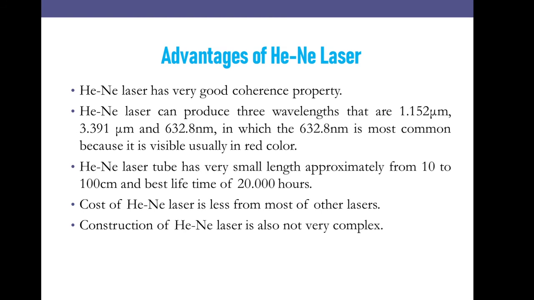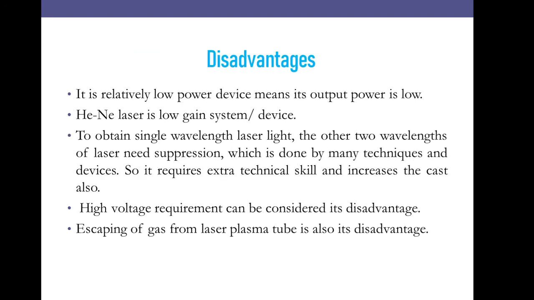So the advantages of helium neon lasers are they have good coherence property, and it can produce three wavelengths that are 1.15 micrometer, 3.39 micrometer and 632.8 nanometer, and in which the 632.8 nanometer is the most common because it is visible, usually in red color. This has very small length, approximately from 10 to 100 centimeters, and a lifetime of 20 hours. The cost is less than most other lasers, and construction is also not very complex.